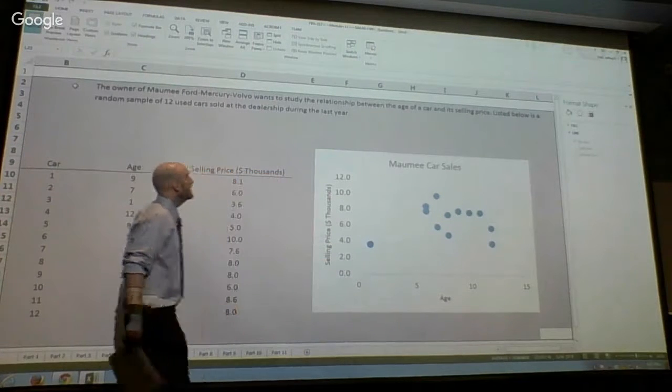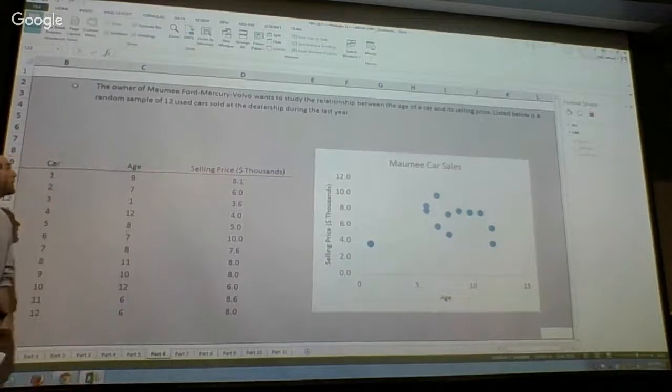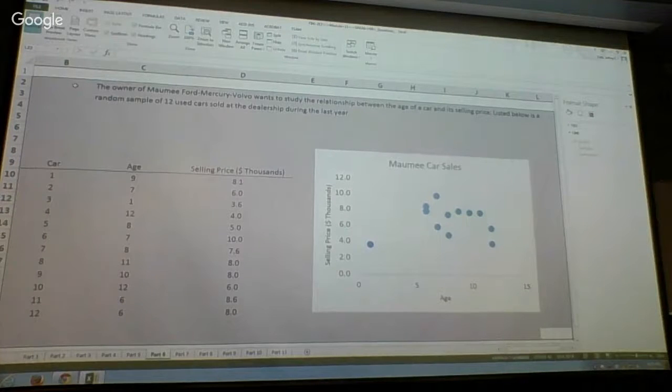Okay, let's see. Listed below is a random sample of 12 used cars sold at the dealership during last year. Oh, this isn't the factory. This is the dealership. No, they never worked at the dealership. They worked at the factory.